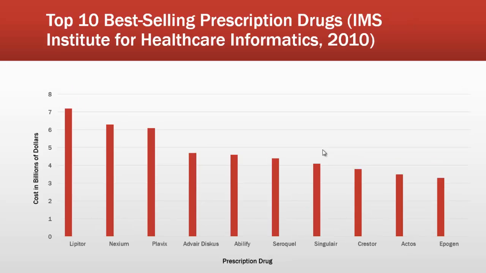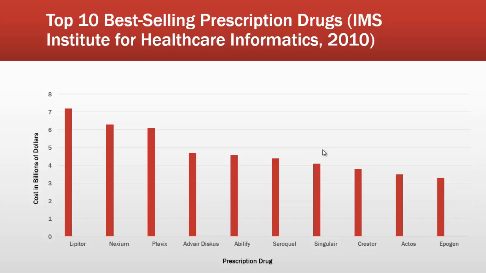Let's go to the 10 best selling. These are the 10 best selling prescriptions, so these are 10 that you probably want to become familiar with. They are Lipitor, Nexium, Plavix, I don't know if I'm pronouncing these right, Advair, Abilify, Seroquel, Singulair, Crestor, Actos, and Epogen. Now I don't know what all these are, but I know Seroquel is used quite a bit for folks with racing thoughts, bipolar. So that's something you might be familiar with.